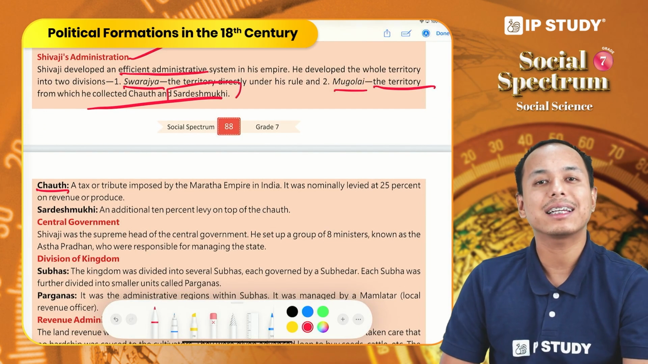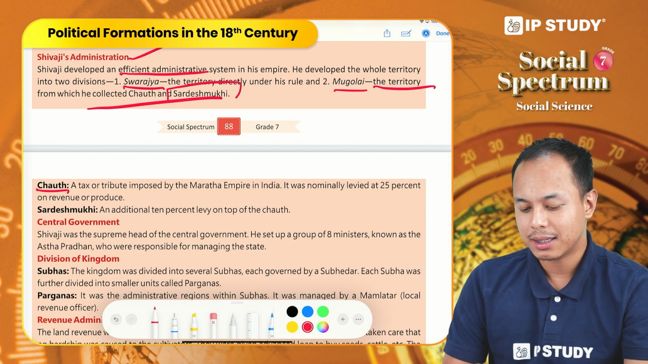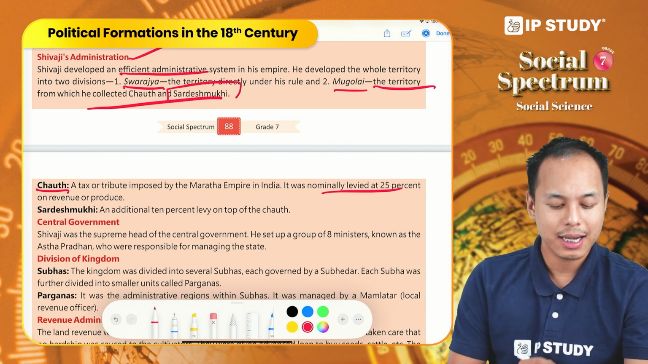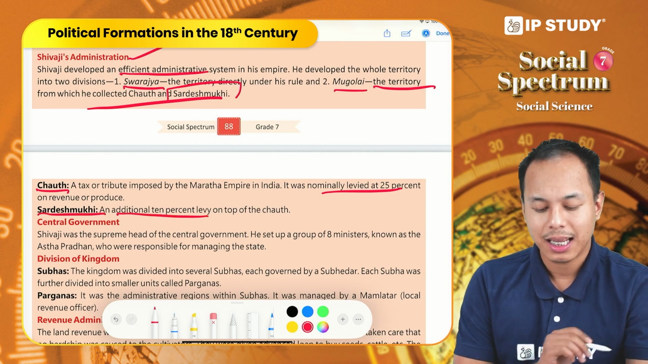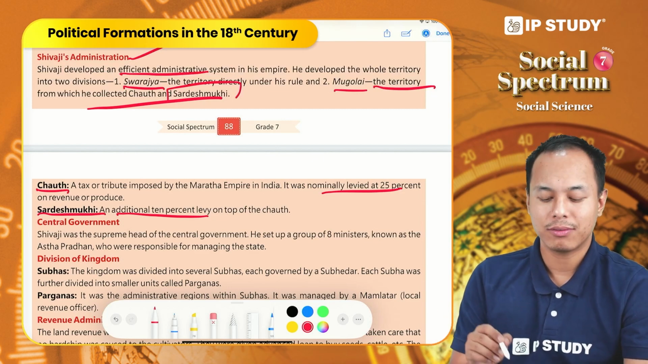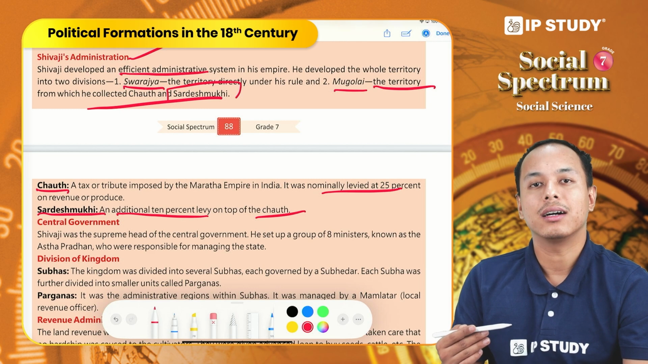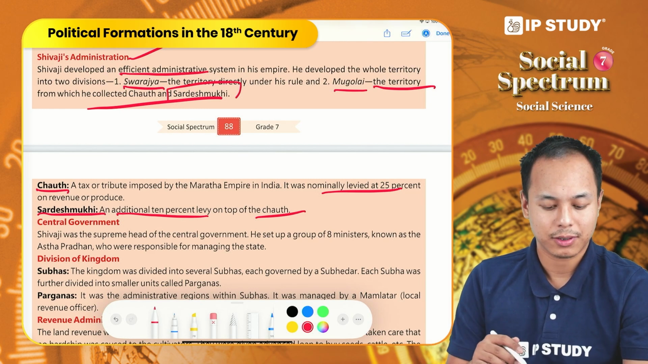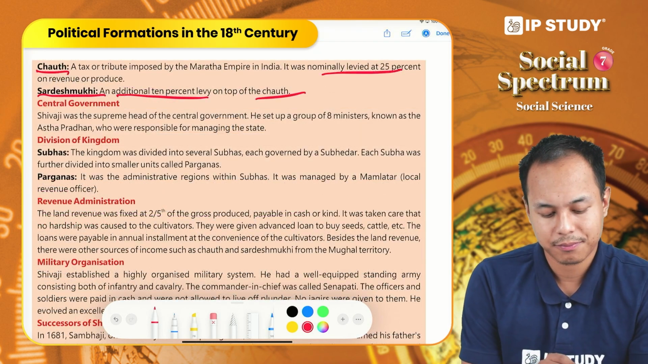Chauth was a tax or tribute imposed by the Marathas, and it was levied at 25% of the total produce or revenue. On the other hand, Sardesh Mukhi was 10% levied on top of Chauth. So, this was the tax levied by Shivaji during his administration. Now, let us discuss governance.